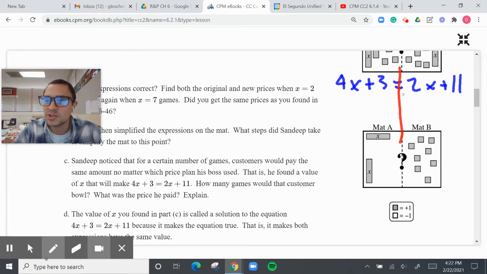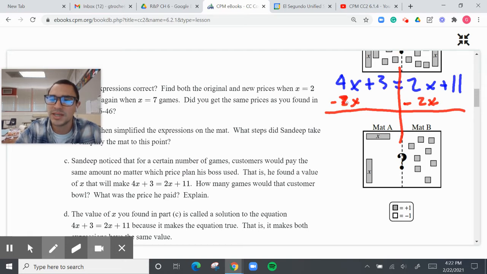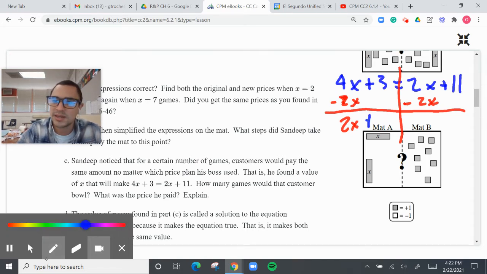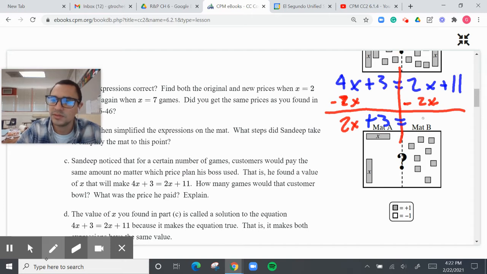So the first thing I'm going to do is get all of my x's on one side, or basically remove x's on the other side so I can get it equal. So again, I removed 2x on both sides because that's what we first did, right? We removed 2 x's on both sides. That's why there's only 2 x's here. So we have 2x. And then we also removed 3 on each side, but I'm going to go ahead and just rewrite my expression. So now I have 2x plus 3 equals 11.